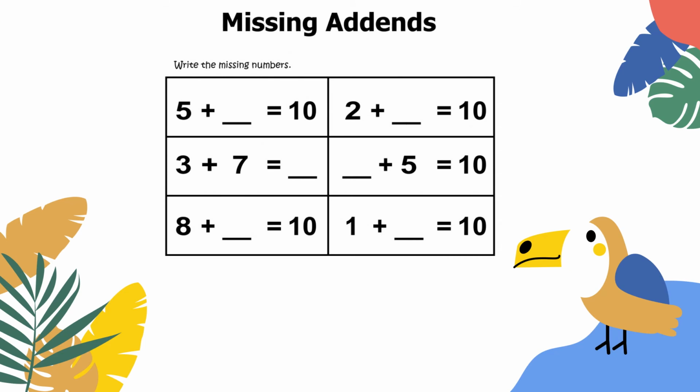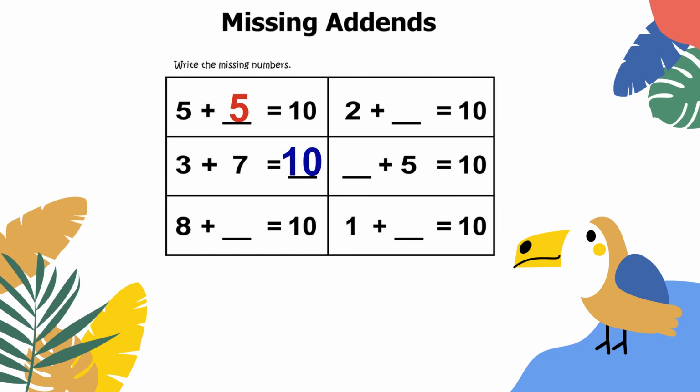Let's find the missing number. In the first one here, 5 plus what equals 10? I don't know. What should I do? First, I will hide 5 fingers and count the other. 1, 2, 3, 4, 5. So 5 plus 5 equals 10. Next, 3 plus 7. What should I do? I will put the biggest number in my mind, 7, and 3 on my fingers, and let's count after 7. After 7: 8, 9, 10.